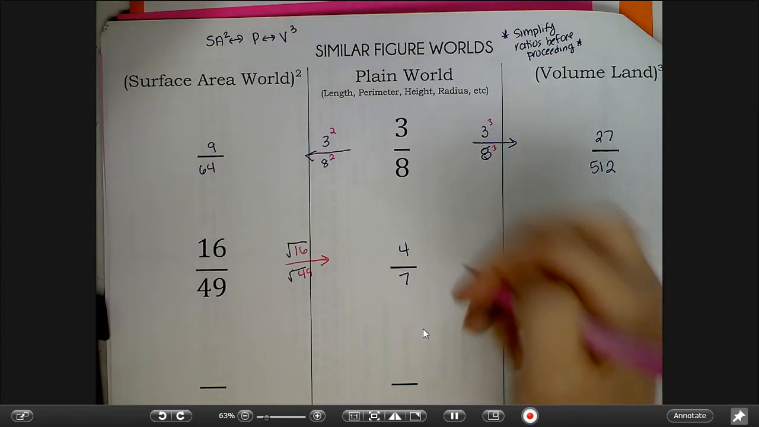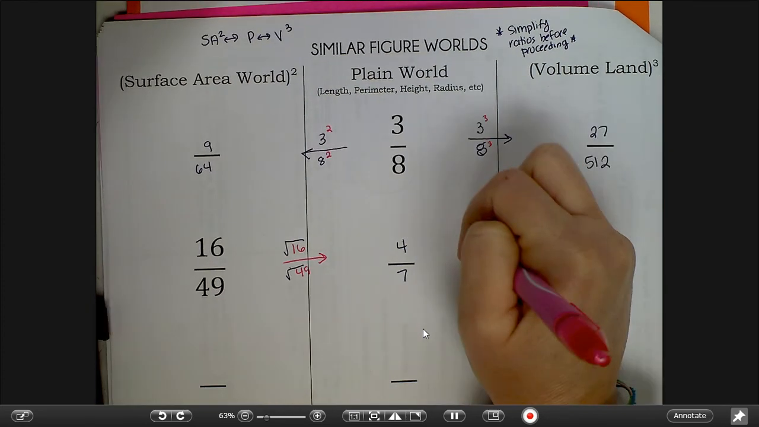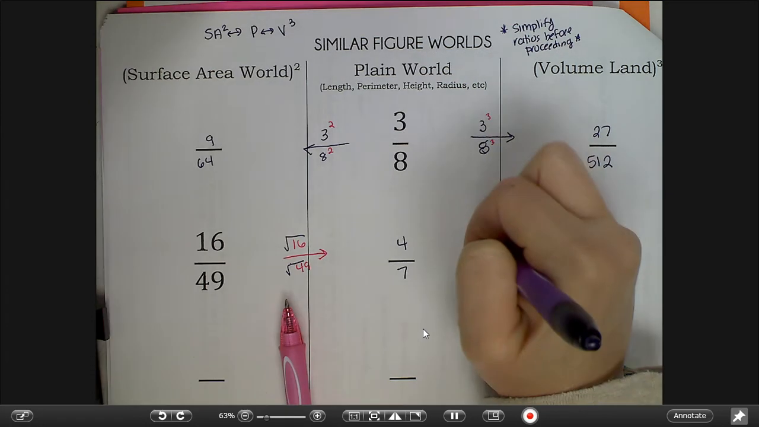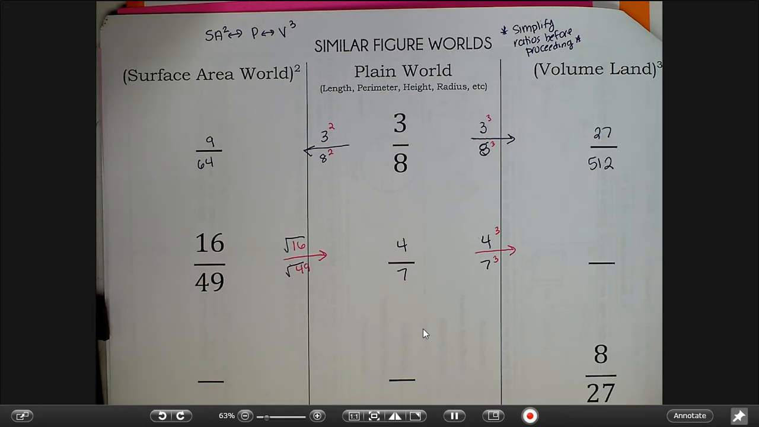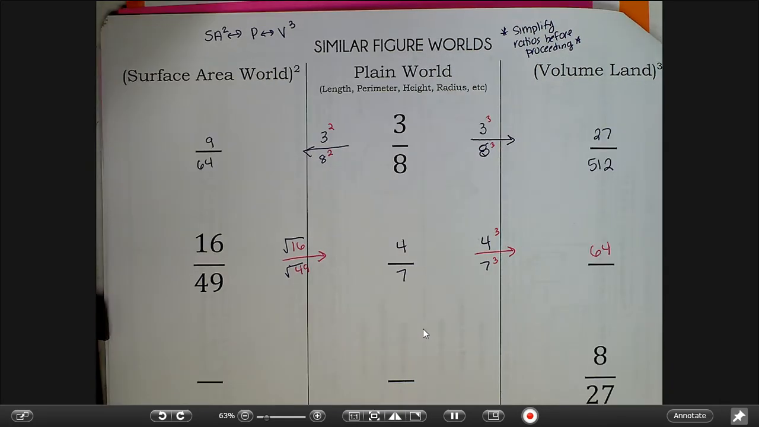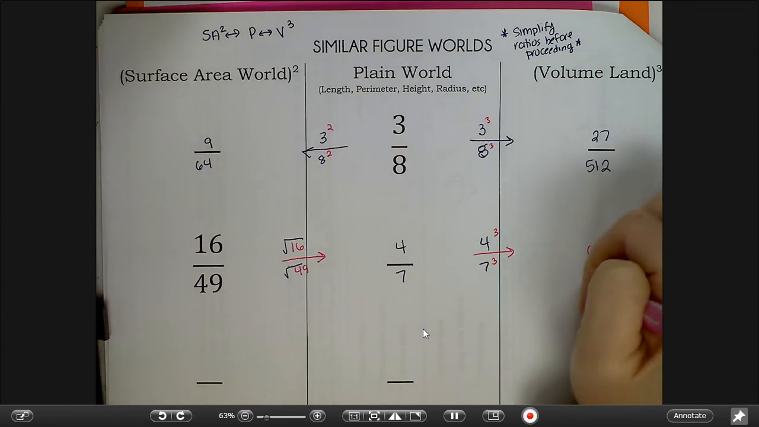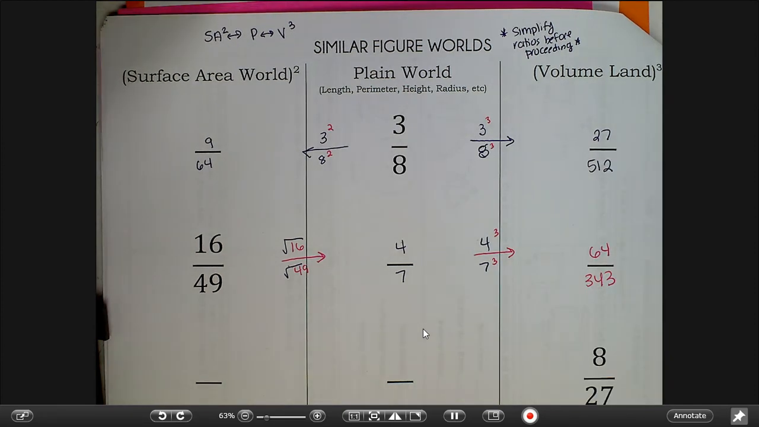All right, so now we're going to go this way. We're going to take our 4 and our 7 and we're going to cube them to move to volume. So that's 64 and I think it's 343. Yes. All right, so this is the movement.